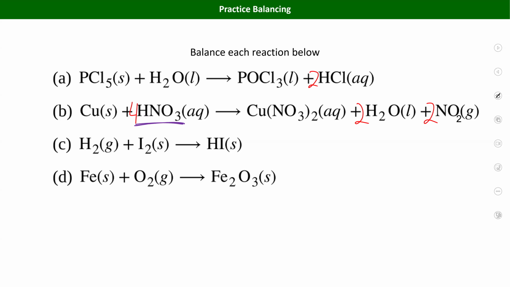Let's do an easy one. Let's do C. Hydrogen gas plus iodine reacts to make hydrogen iodide as a solid. If it was dissolved in water, it'd be hydroiodic acid.